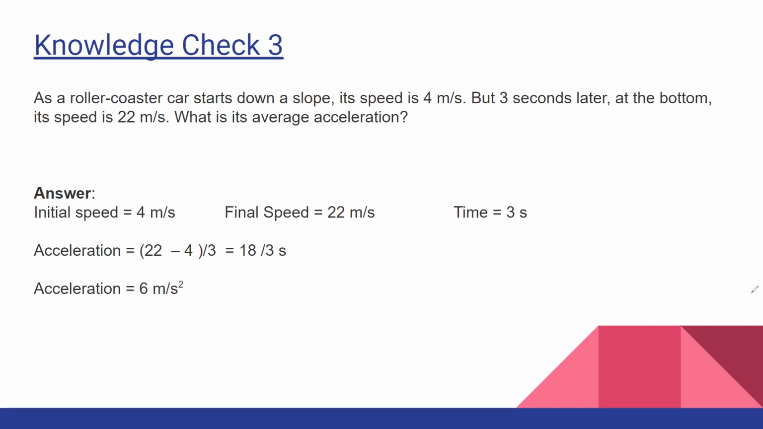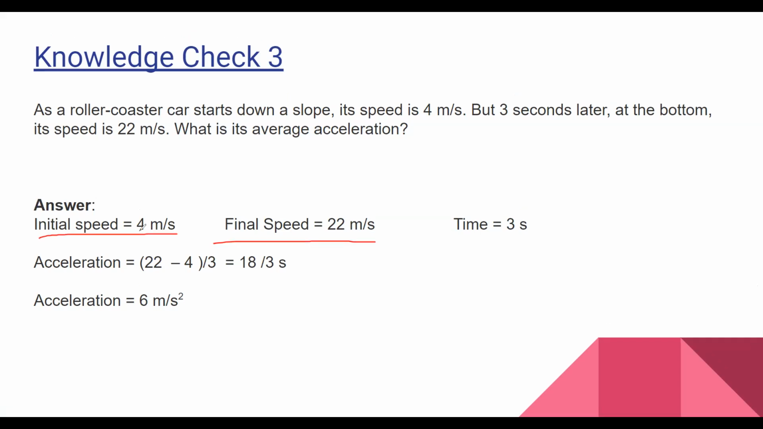So the initial speed is 4 meters per second, and the final speed is 22 meters per second. If you subtract these two, you get 18 meters per second as an increase in speed or velocity. Then we know your time is 3 seconds that you took to increase your speed. So your average acceleration would just be 18 over 3, which is equal to 6 meters per second squared. Note that we have to use per second squared here because the units have to match up.